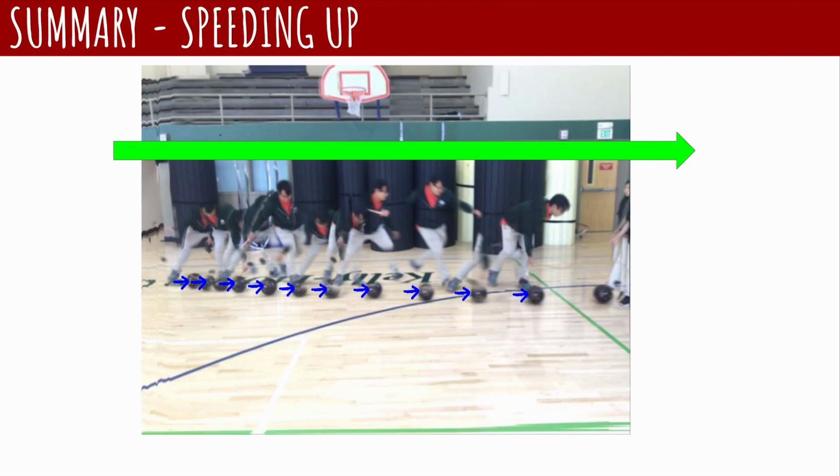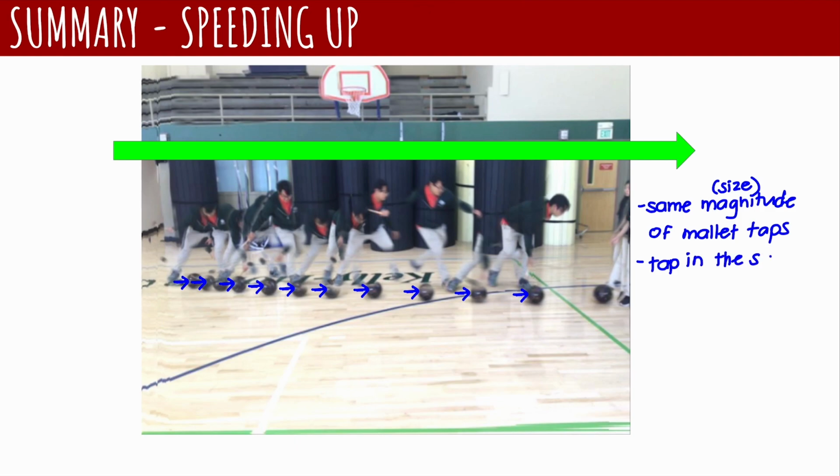All right, so each blue arrow represents a mallet hit. It doesn't represent velocity right now. It represents a mallet hit. And what we noticed is that the mallet hits were the same magnitude or size. So the same magnitude of mallet taps happened, and taps in the same direction will have the object increase its velocity.